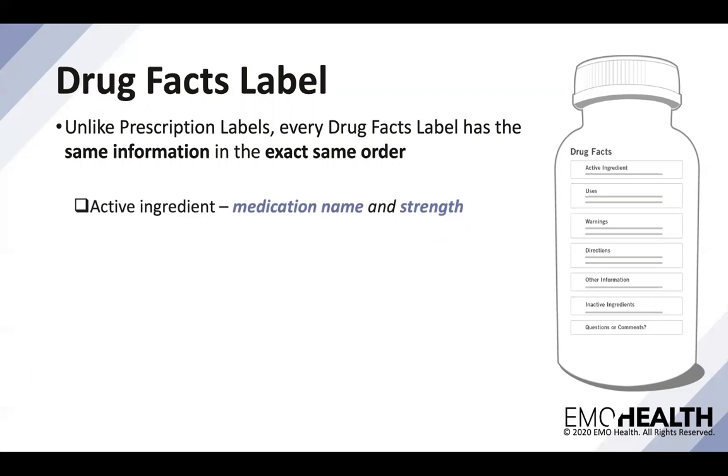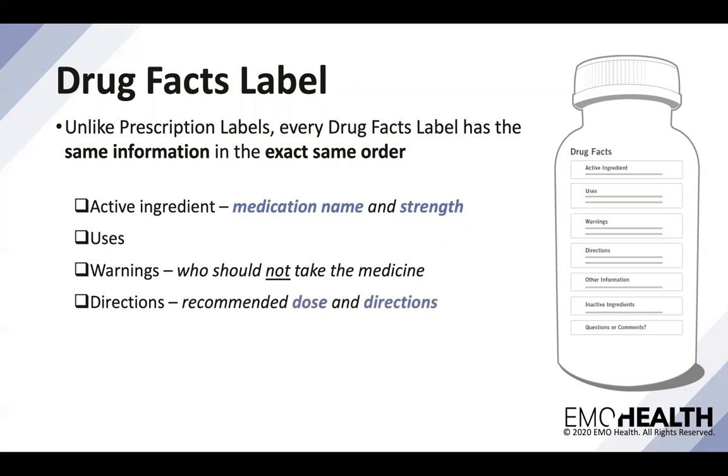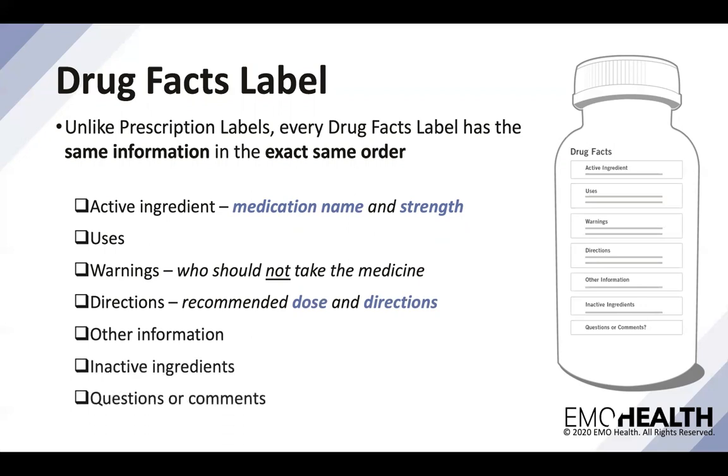Active ingredient at the top, that's where you're going to find your medication name and strength. The uses, warnings, look here for who should not take a medication. So I would say pregnant, breastfeeding, any type of serious health condition, you're going to want to check that warning section. Directions, this is where you're going to see your recommended dose and instructions for use. Other information, inactive ingredients, and questions or comments.